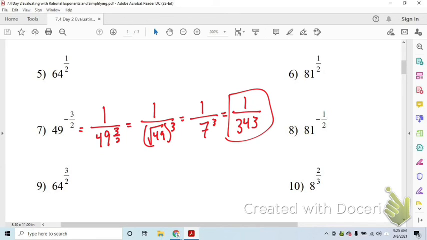Then let's go down here and do number 10. All right, so this is the same thing as the third root of 8 squared. Convert it into radical form. So this will be 2 squared, which is just 4. Not bad.